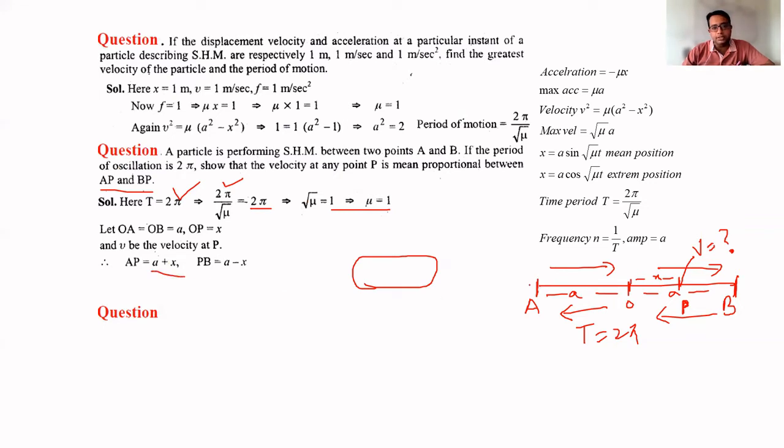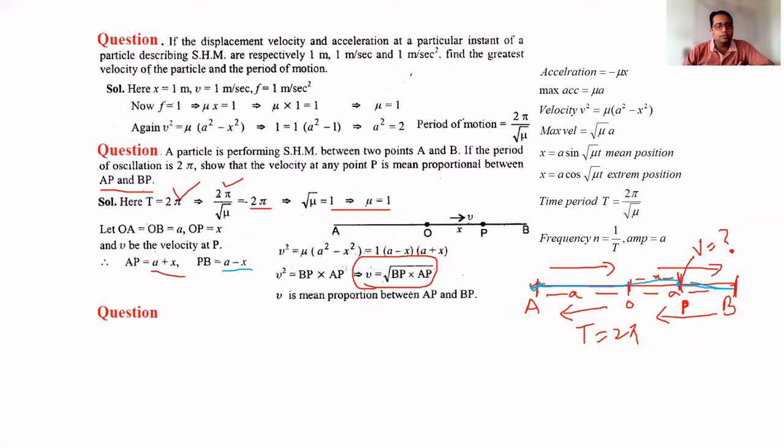So AP distance you can see from A to P. This distance will be A plus X. So this distance will be A plus X. You can see from A to P, this one. So this is A plus X, and from B to P, this one, you can see this is A minus X.